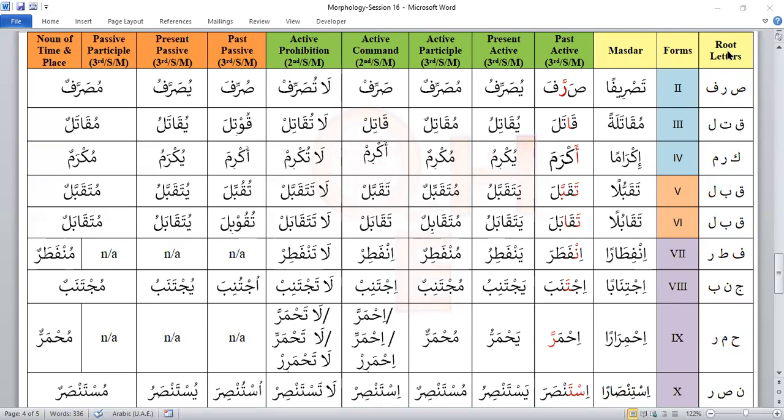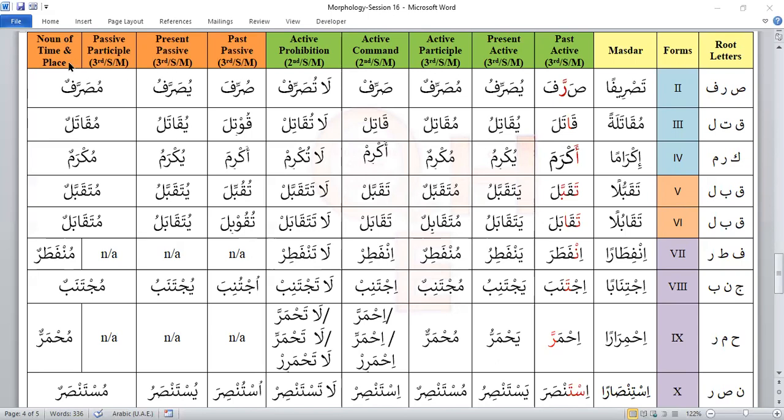In this table, we have root letters, form IDs, masdar, then these green columns are the active. Active past for third person singular male, active present for third person singular male, active participle for third person singular male, active command for second person singular male. Remember, the direct command applies to the second person, like you. Okay, so these are the active commands for second person singular male, and active prohibition for second person singular male.